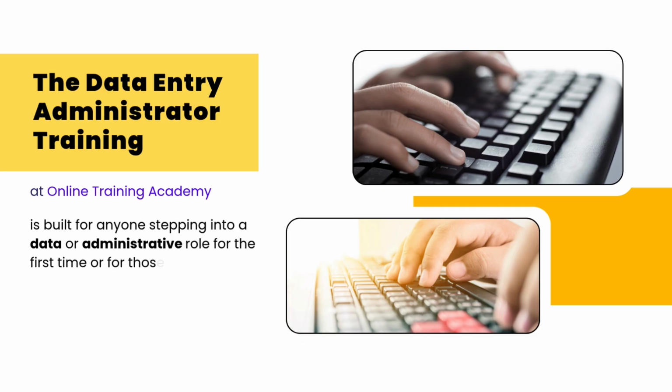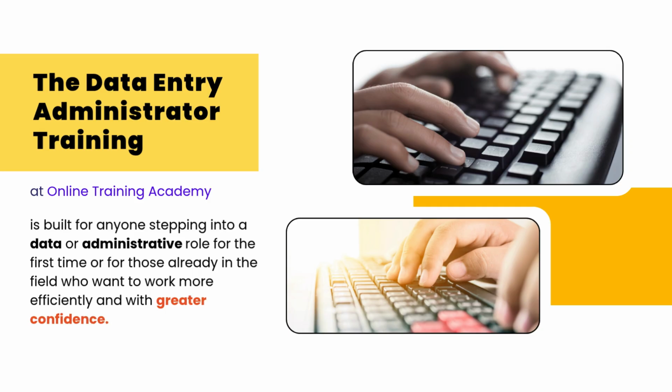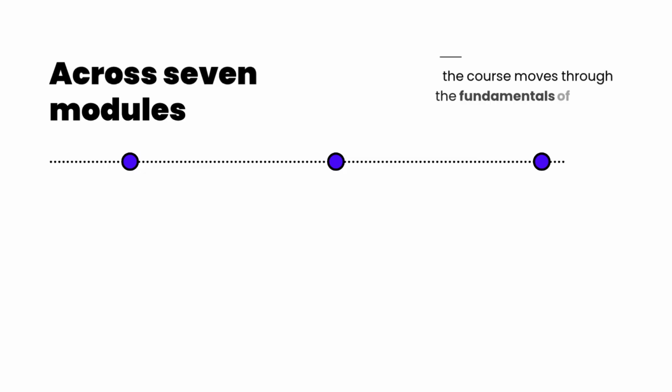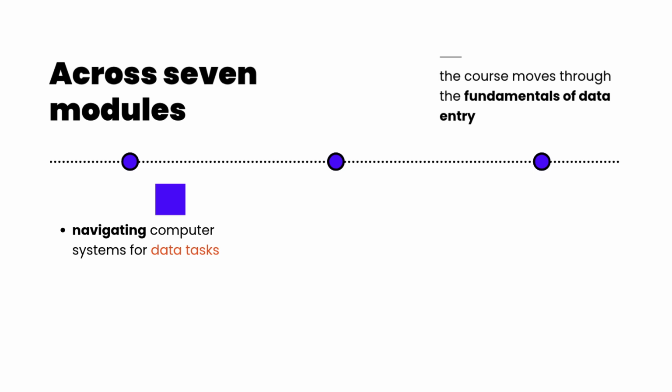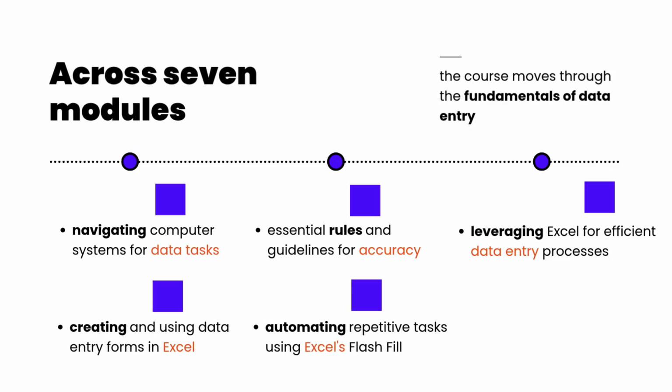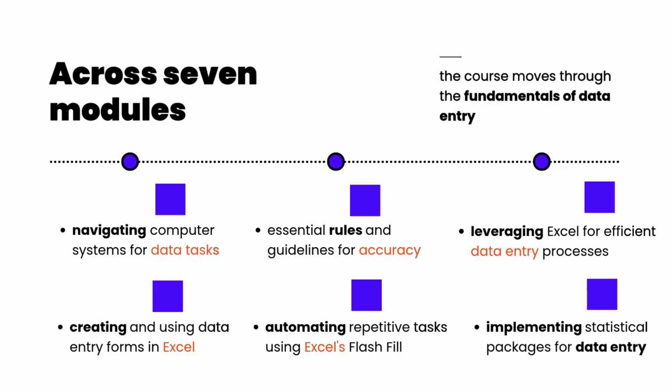for the first time, or for those already in the field who want to work more efficiently and with greater confidence. Across 7 modules, the course moves through the fundamentals of data entry, navigating computer systems for data tasks, essential rules and guidelines for accuracy, leveraging Excel for efficient data entry processes, creating and using data entry forms in Excel, automating repetitive tasks using Excel's flash fill and autofill features, and implementing statistical packages for data entry.